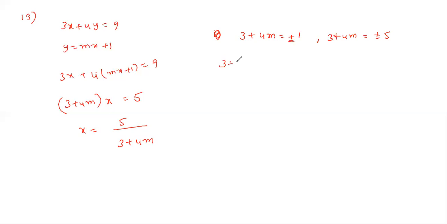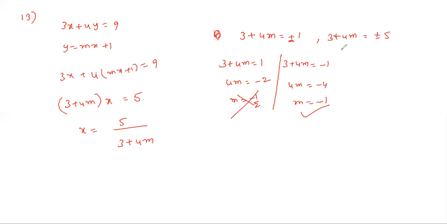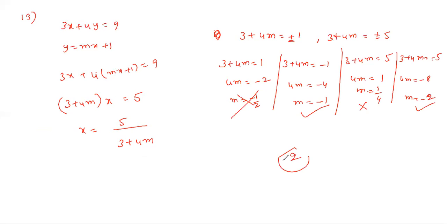Take the plus case: 3 plus 4m equals 1. 4m equals minus 2. M equals minus 1 by 2. This is not the case. Second, 3 plus 4m equals minus 1. 4m equals minus 4, m value is minus 1. Then 3 plus 4m equals 5. 4m equals 2, m equals 1 by 2. This is not the case. 3 plus 4m equals minus 5. 4m equals minus 8, m value is minus 2, an integer. So how many cases? 2. So in these two cases, the x-coordinate of the point of intersection is an integer. M value minus 1, m value minus 2. That is clarified.